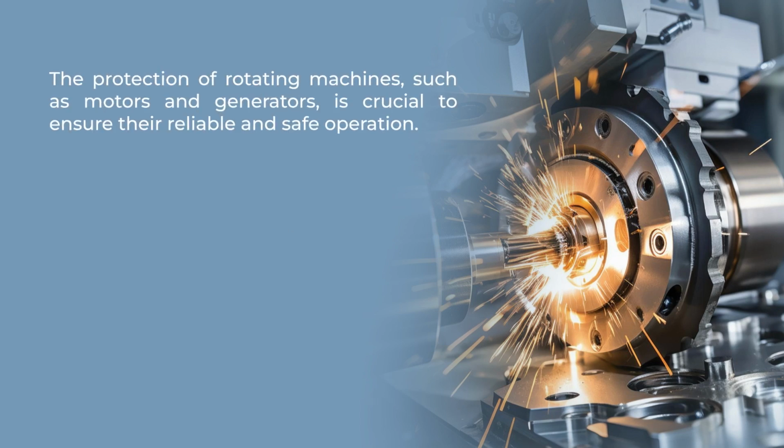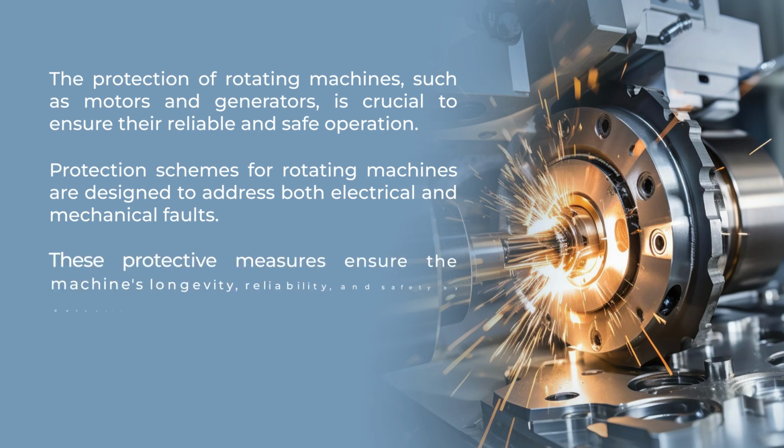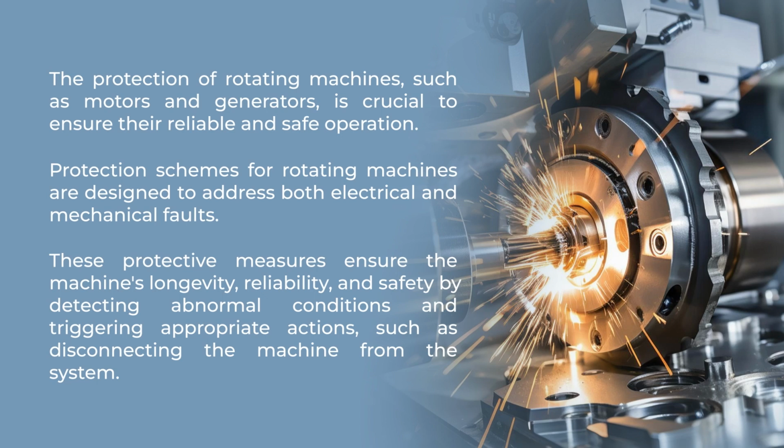The protection of a rotating machine such as a synchronous motor or synchronous alternator or generator is crucial to ensure their reliability and safe operation. Protection schemes for rotating machines are designed to address both electrical and mechanical faults. These protective measures ensure the machine's durability, reliability and safety by detecting abnormal conditions and triggering appropriate action, such as disconnecting the machine from the system.